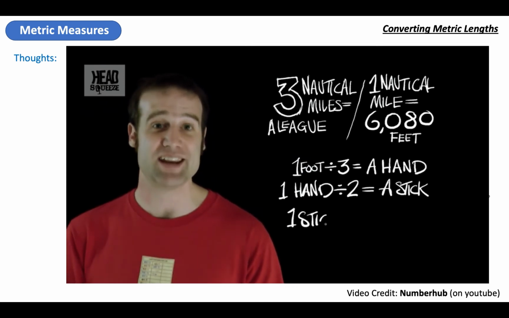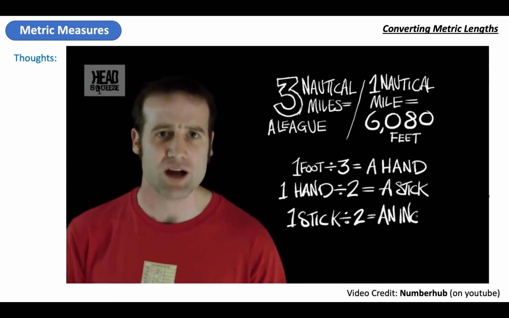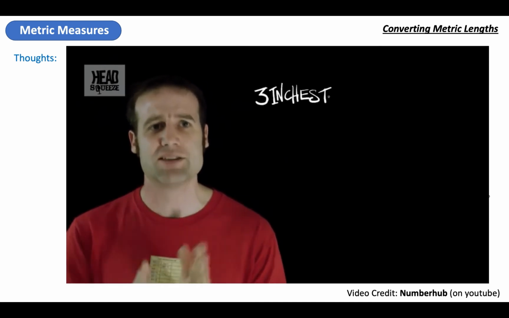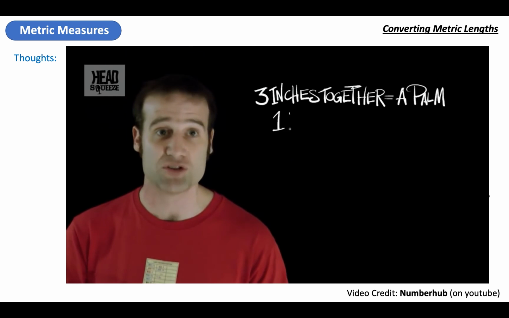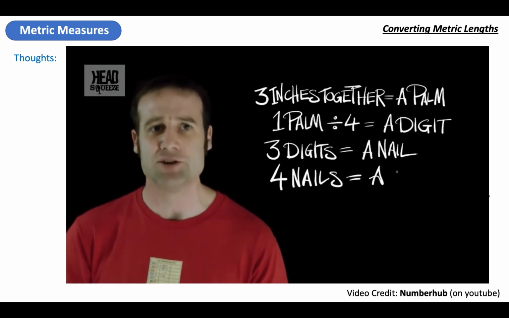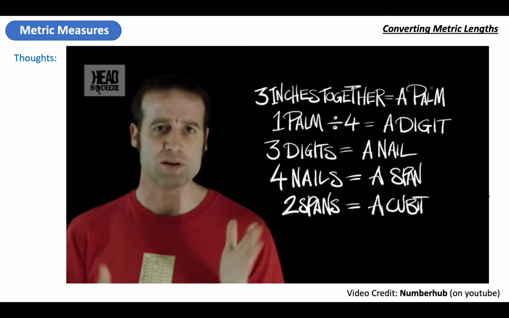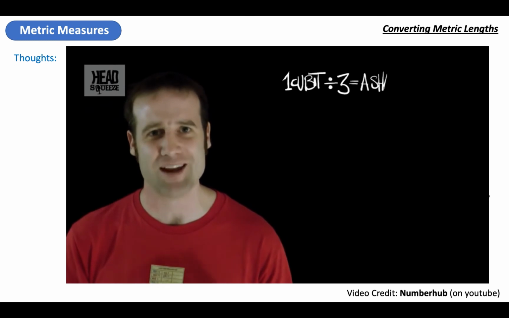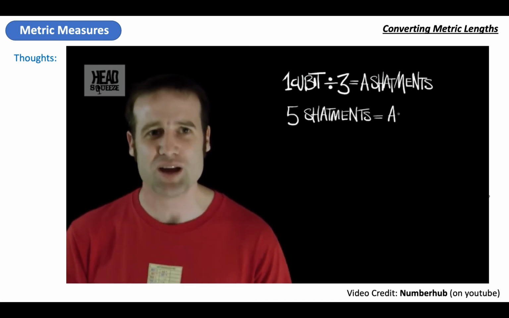Each hand, if you cut it in half, you get a stick. Each stick, if you cut it in half, you get an inch. Each inch, if you take 3 of them together, you get a palm. A palm split into quarters gives you a digit. 3 digits give you a nail. 4 nails give you a span. 2 spans give you a cubit. A cubit divided into thirds gives you a shatments. Why wouldn't you call something a shatments? If you take 5 shatments, you get a pace.